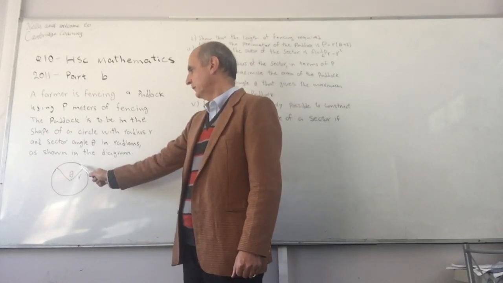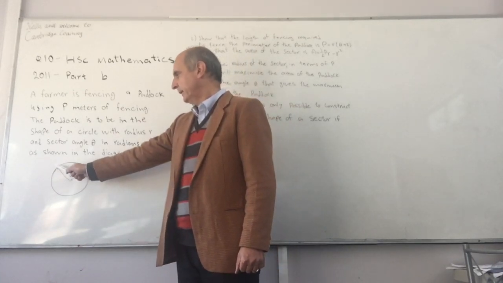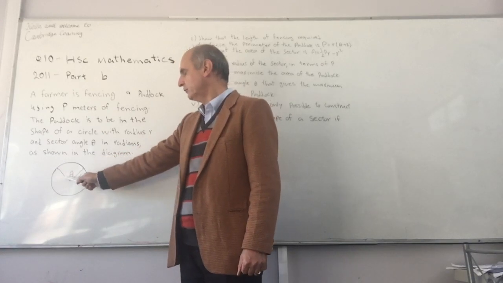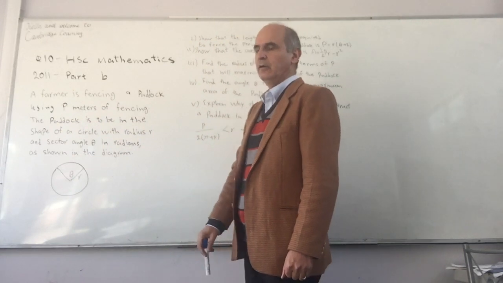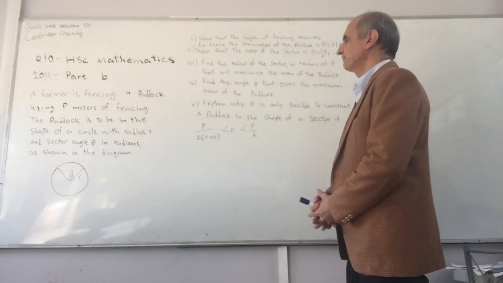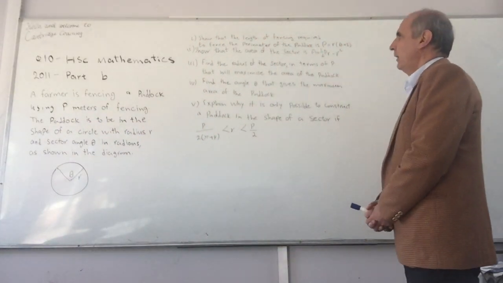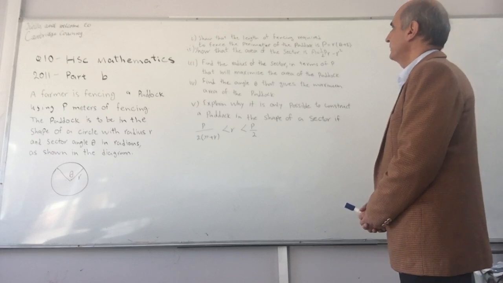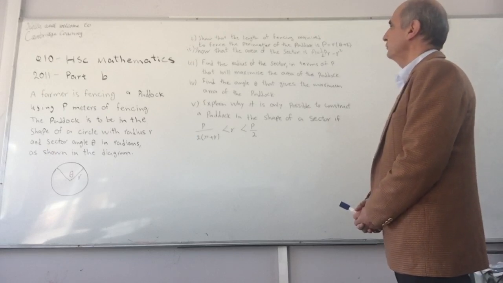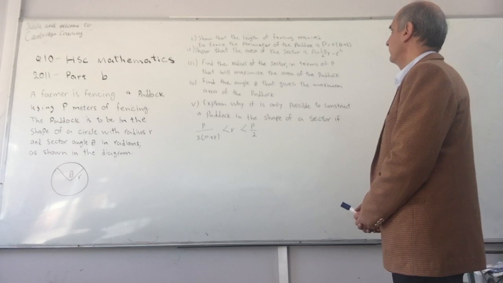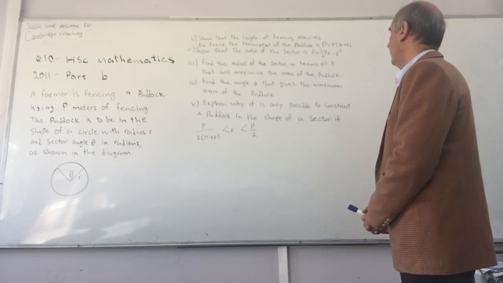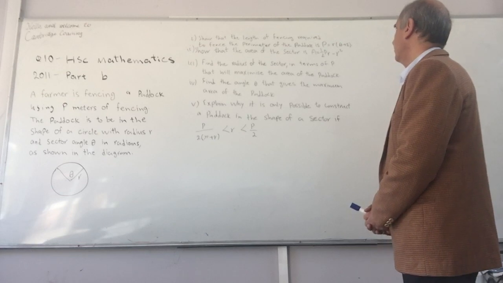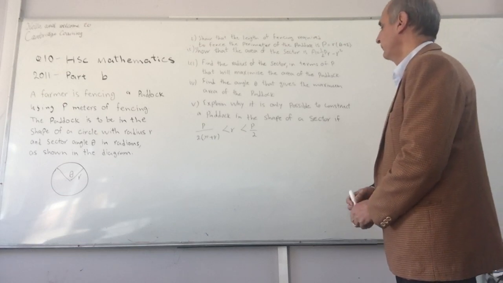And we want the perimeter of this sector to be equal to a certain amount of P. Part I: show that the length of fencing required to fence the perimeter of the paddock is P equal to r bracket theta plus 2.